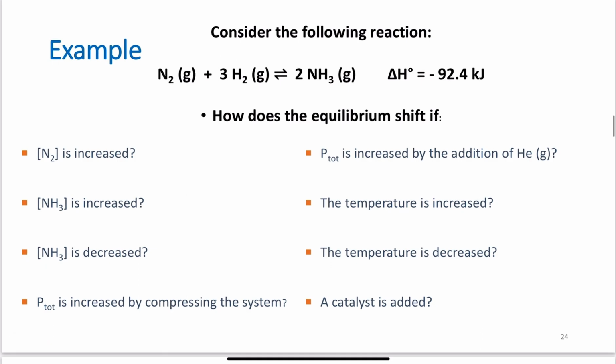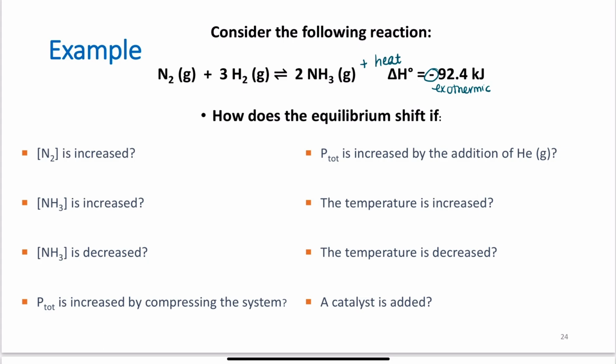Let's look at some specific examples. I've got N2 gas plus 3 moles of H2 gas, give me 2 moles of NH3 gas. And as written, the delta H of this reaction is negative 92.4 kilojoules. Because it is negative here, that means it's exothermic. So I'm going to say plus heat on the product side. I'm going to do that right away because it's going to help me identify which way this equilibrium is going to go.